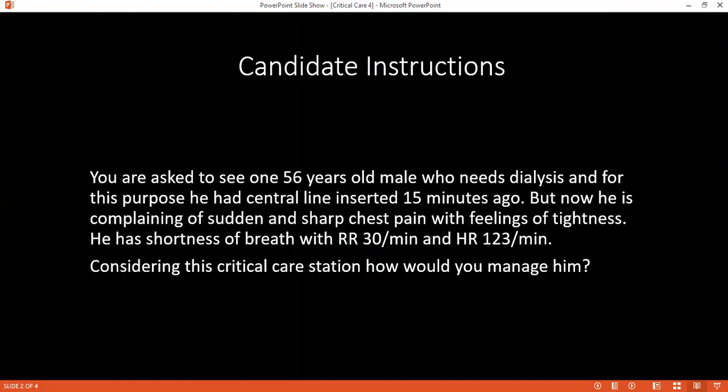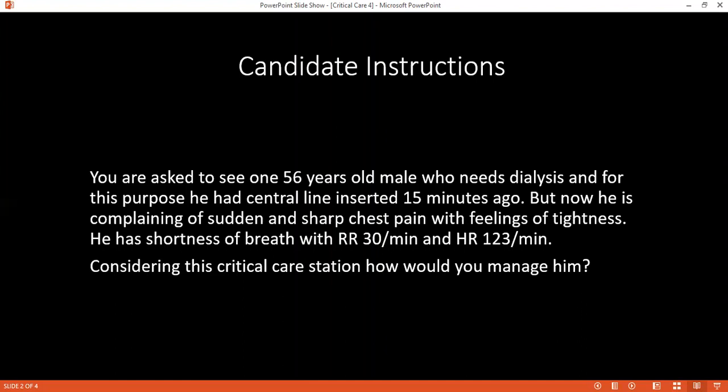In case of tension pneumothorax, what type of shock is present? The patient has a distributive shock. Distributive shock. Very good, because there's a compromise of the cardiovascular system. Okay, can you please tell me, keeping the NICE guidelines in your mind, what is the mistake which has been done while inserting the central line in this patient, which has resulted in this complication?